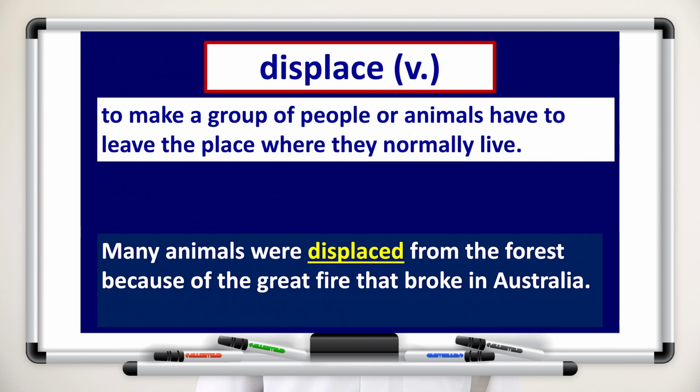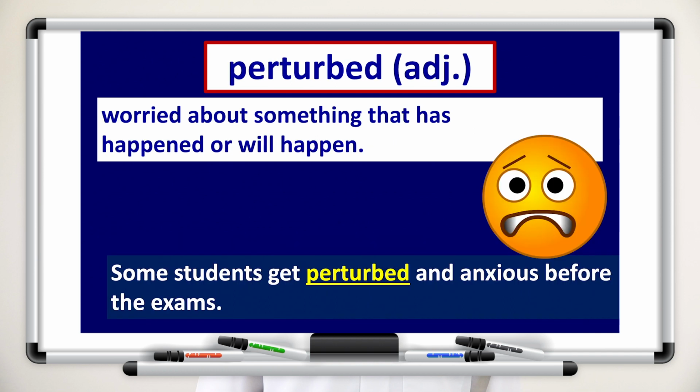Displace means to make a group of people or animals have to leave the place where they normally live. Many animals were displaced from the forest because of the Great Fire in Australia. Perturbed means worried about something that has happened or will happen. For example, some students get perturbed and anxious before the exams.